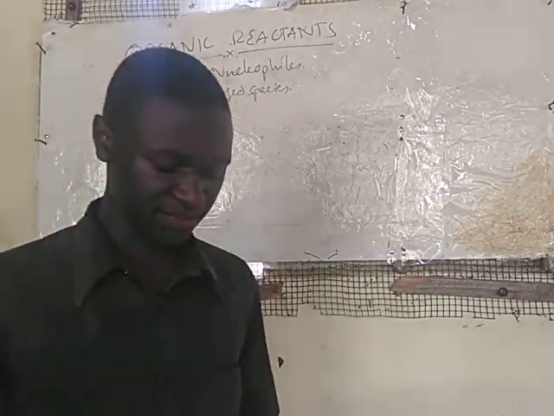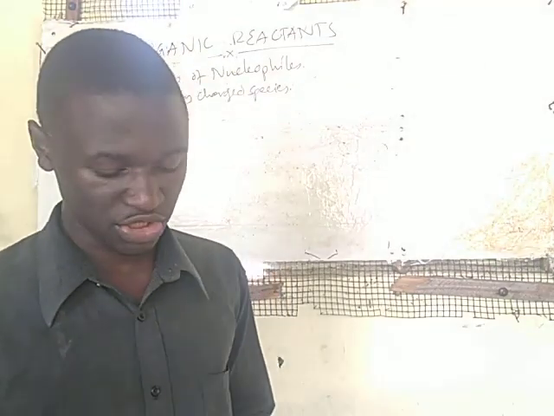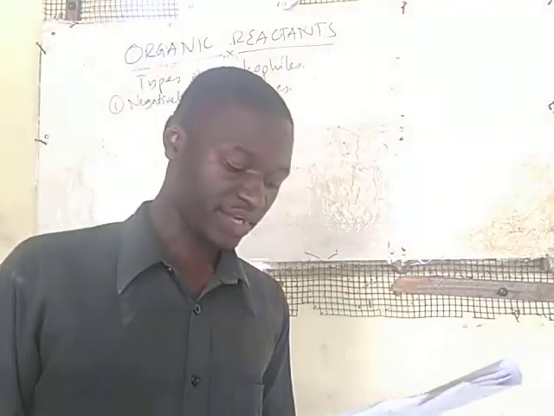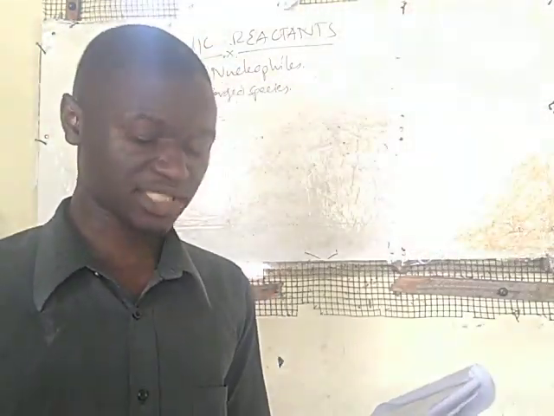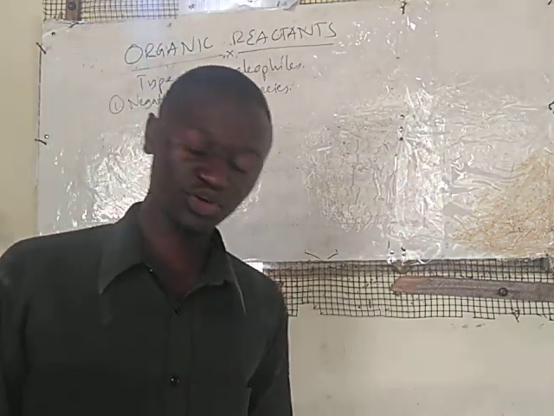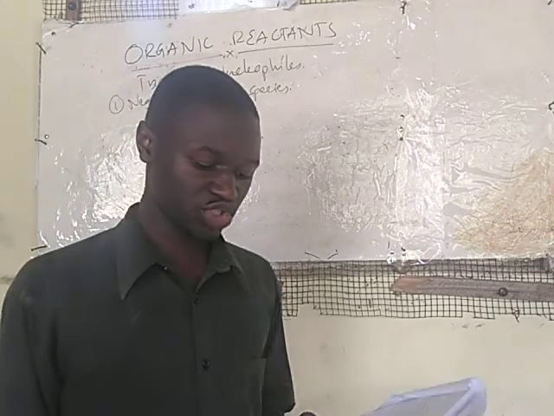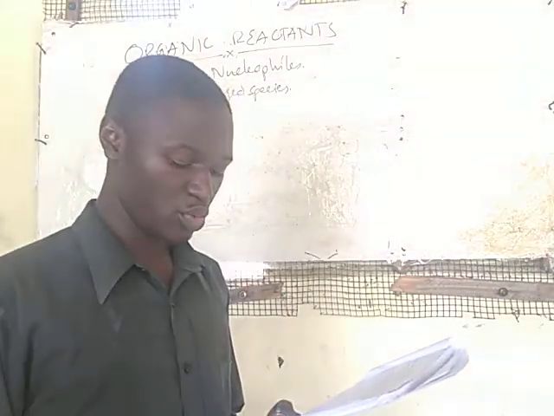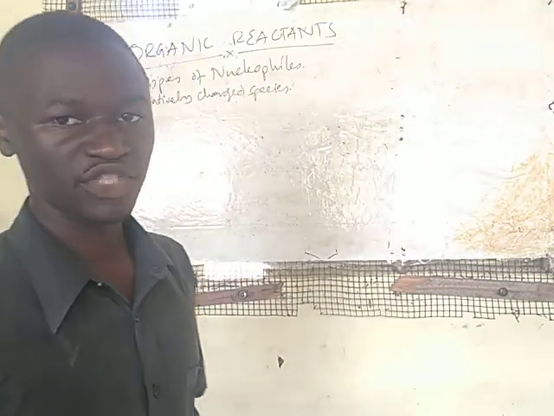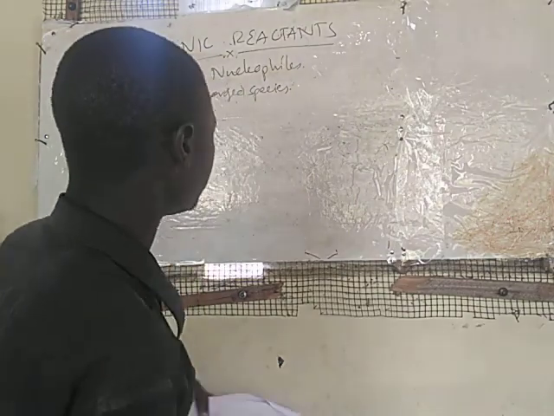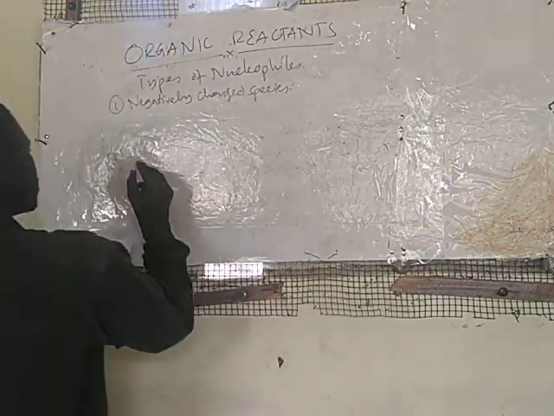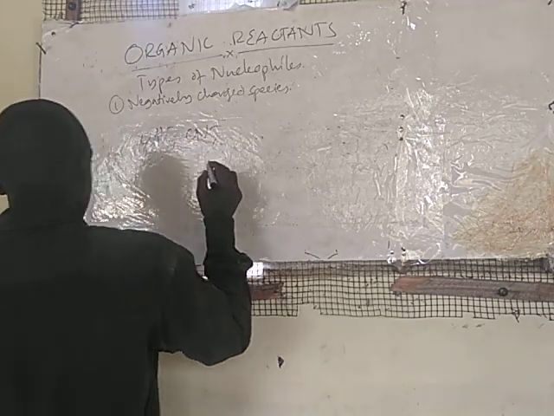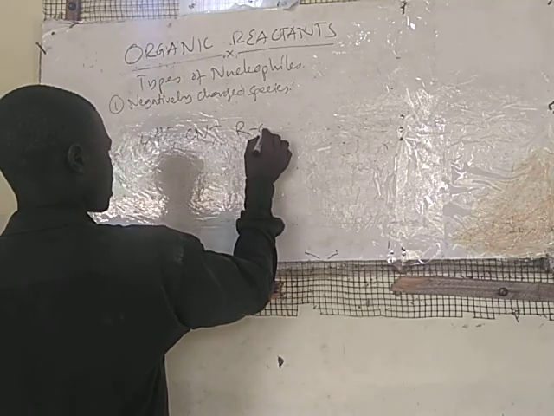If a substance has a negative charge, it has excess electrons to donate to the electron-deficient species, thus acting as a nucleophile. Examples of nucleophiles which fall under this category: here we have a few examples, but there are many of them. For example, hydroxyl, cyanide, and RO-.